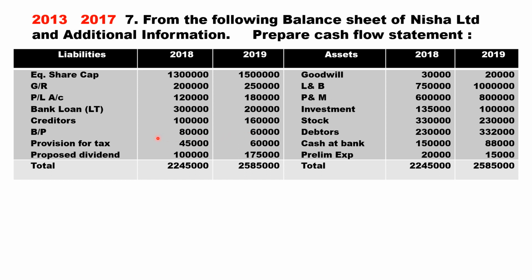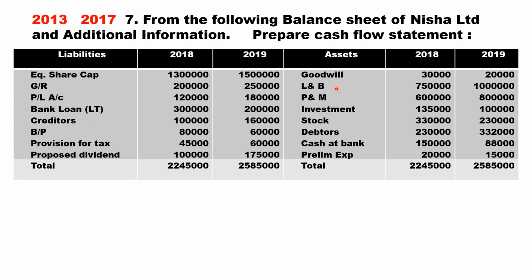Next, provision for tax, you need to prepare an account because there is an adjustment. Proposed dividend, you need to prepare an account because there is an adjustment. Goodwill, last year 30,000, current year 20,000, which indicates that 10,000 is decreased. So it is called goodwill written off to the extent of 10,000 operating activity add.